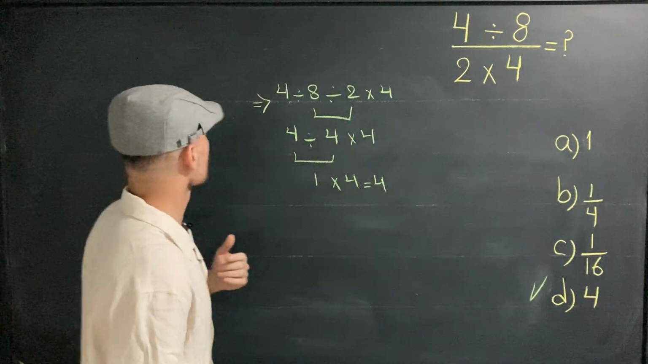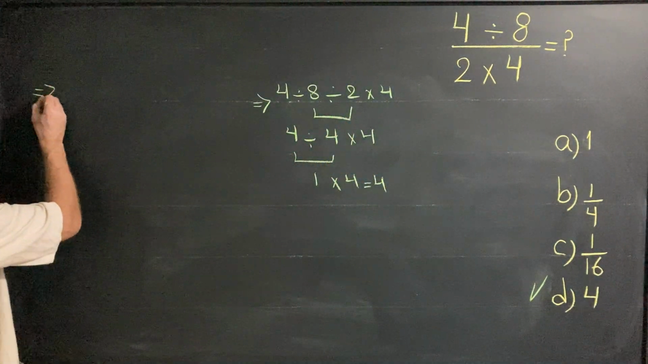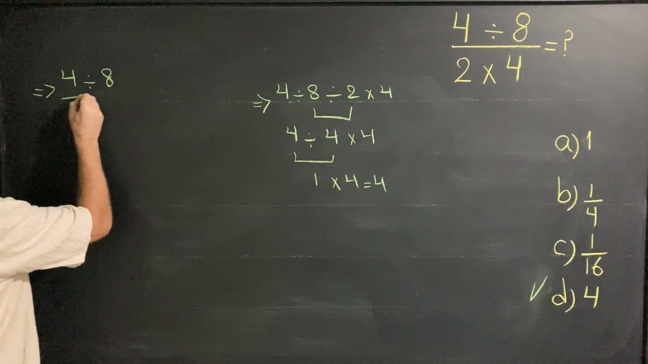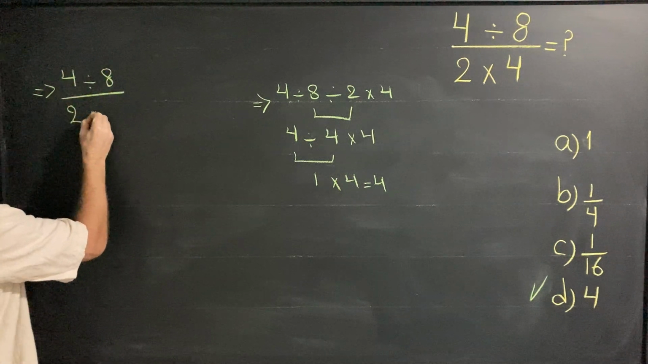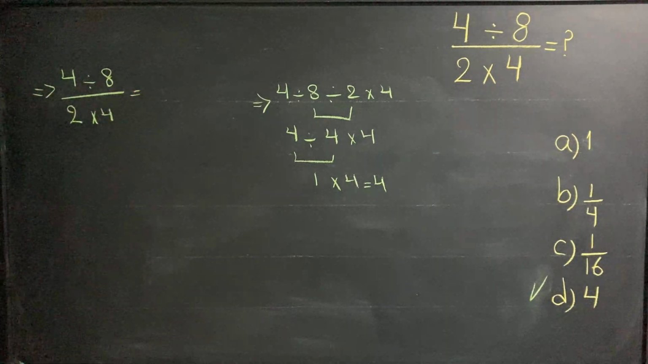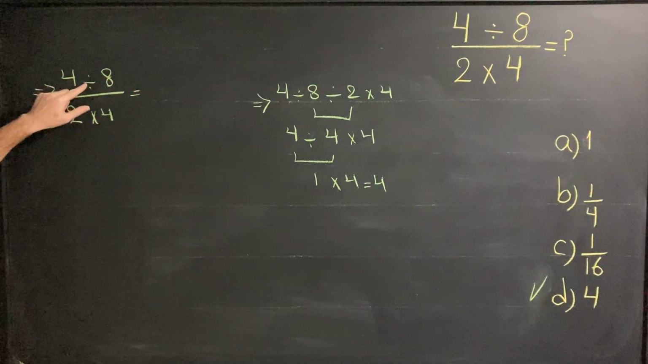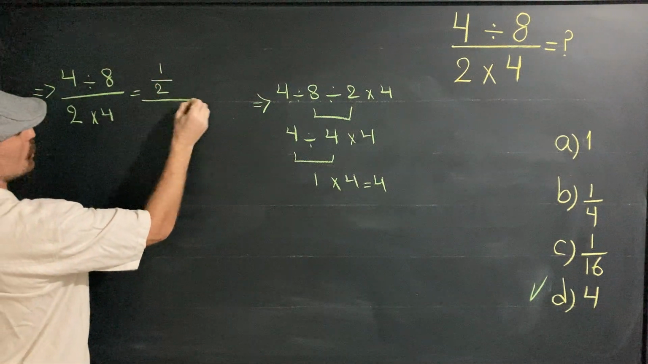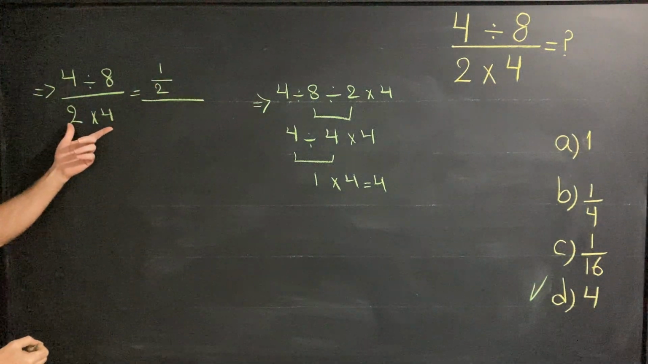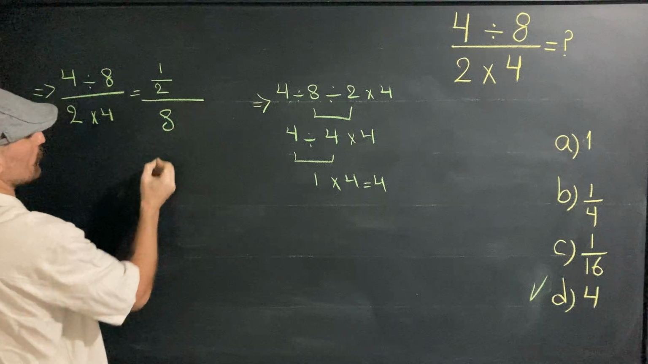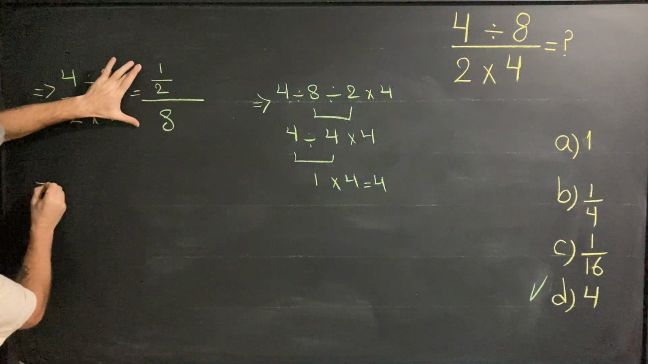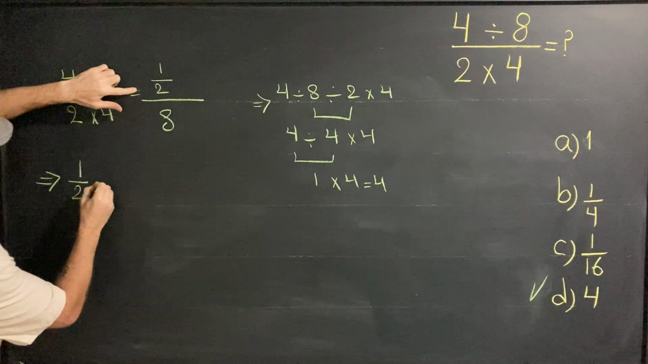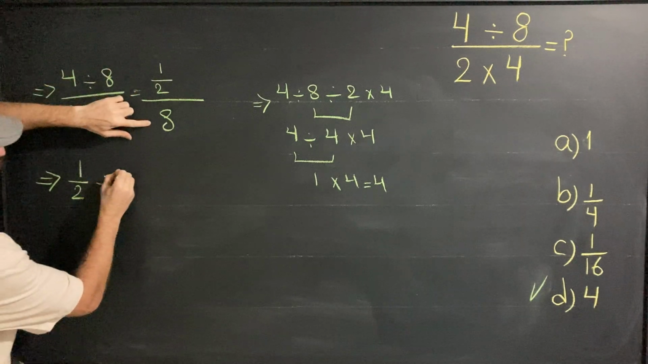So let me rewrite the question. We have 4 divided by 8 over 2 times 4. Operation on top, we have 4 divided by 8, which means 1 over 2. Bottom, we have 2 times 4 or 8. Now, it can be written in the form of 1 over 2 divided by 8.